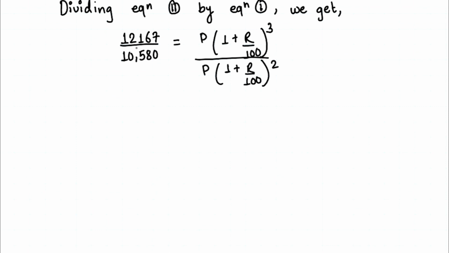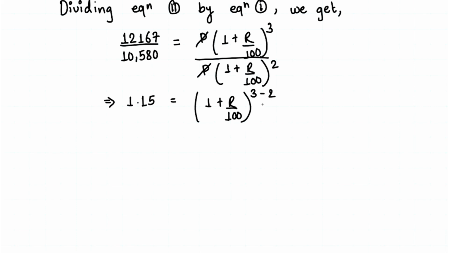Now, when you divide this 12,167 by 10,580 in your calculator, you get 1.15 equals, we can cancel this P and that P. And by using the law of indices, what we're going to do over here is we have 1 plus R divided by 100, bracket close. So we have the same base 1 plus R by 100 in the numerator and the denominator. And when we divide these things, the power gets subtracted. So I'm going to write 3 minus 2.